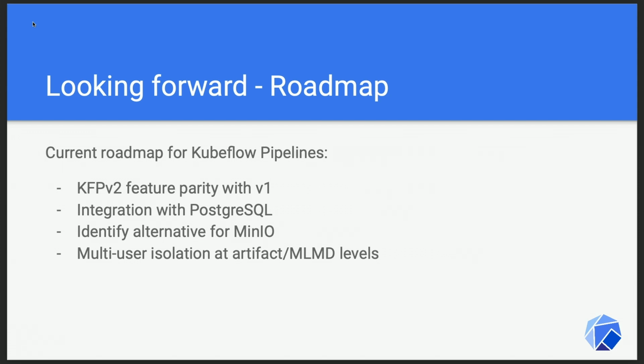As the security presentation earlier covered, the artifact and MLMD are not namespace isolated. That is the problem that we want to solve. But in order to solve it, we want to find a good alternative for MinIO. After we replace MinIO with something else, we can better design a solution for multi-user isolation.